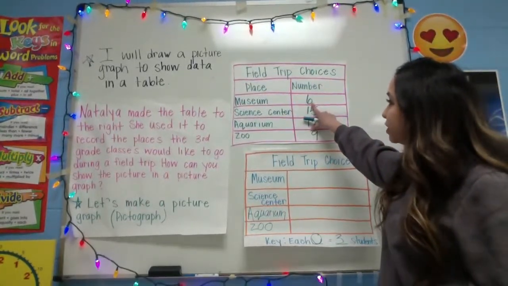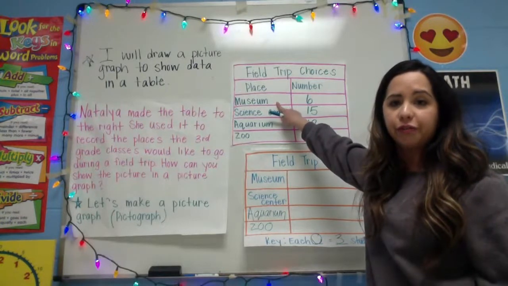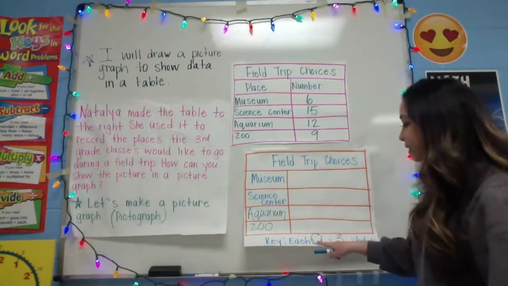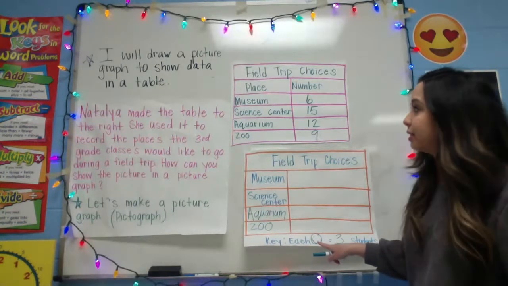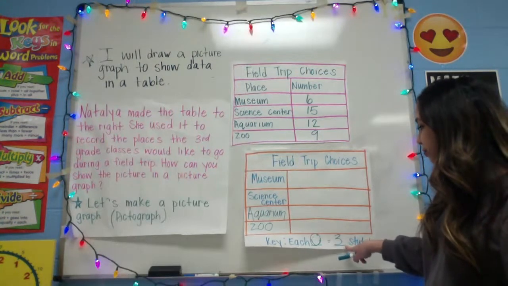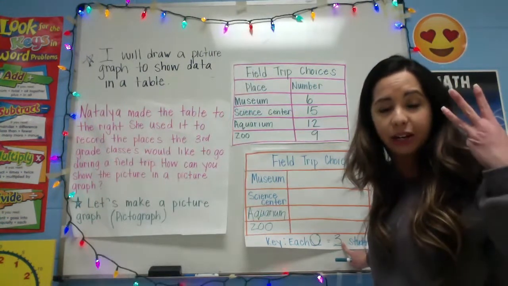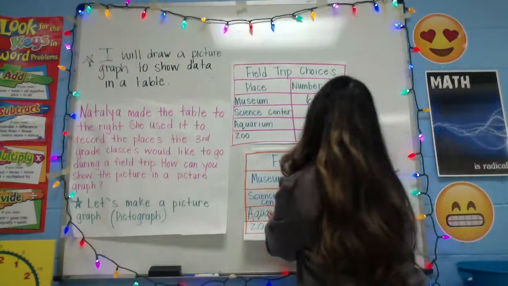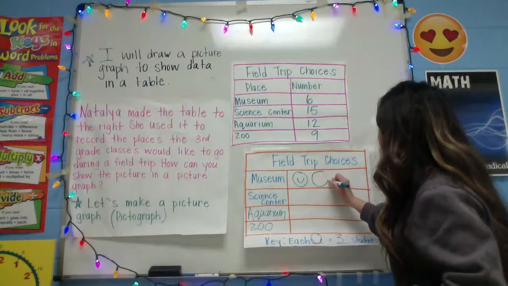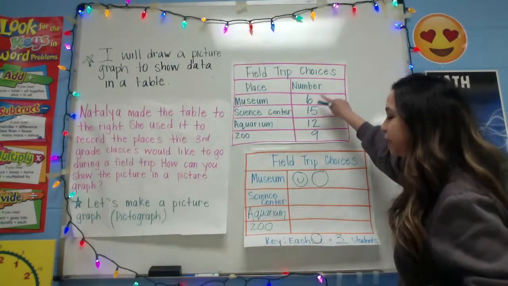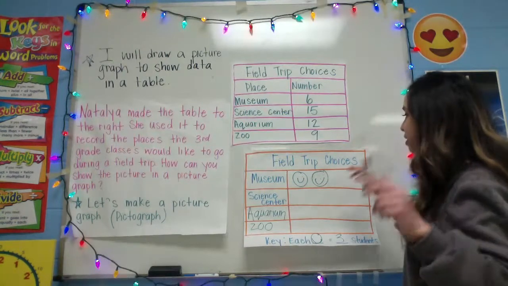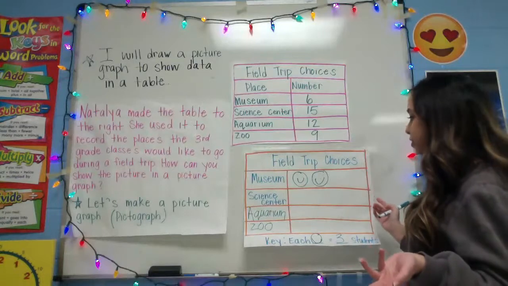There are a total of 6 students who want to go to the museum for their field trip. Now, again, remember, I'm not just going to draw 6 smiley faces to represent 6 students. Remember, each smiley face stands for 3 students. So it's like we're skip counting by 3s. All right, so here's one smiley face. So that represents 3. I need a total of 6 because that's what the table up here shows. So 3, 6. Oh, that's it. And you can say 2 times 3 equals 6.